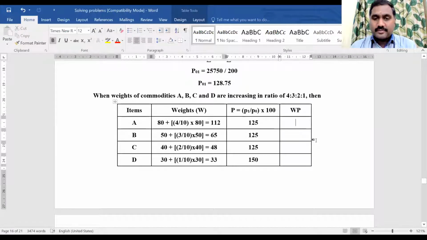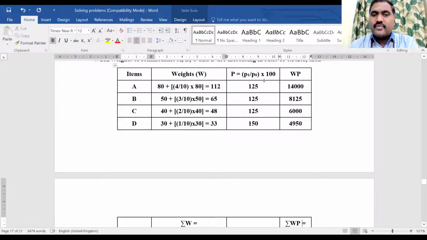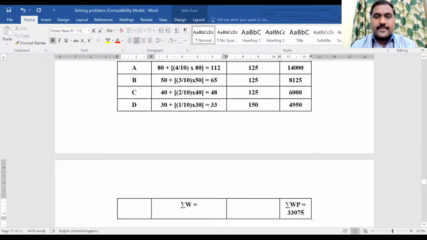What is the value of 112 into 125? 14,000. Very good, Kishore. Next, 65 into 125, 8,125. What is the value of 48 into 125? 6,000. 33 into 150, 4,950. Good. Now we got these values, right? Now we need to find the summation of WP. What is the summation of WP? 33,075. Okay, what is the summation of weightage?